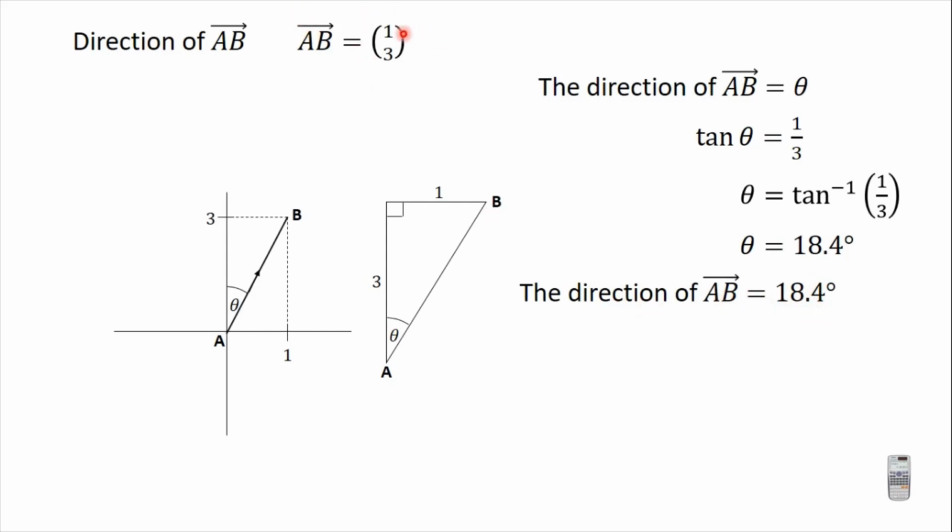So this column vector here, we have been able to find its magnitude as 3.2 units, and you have been able to find its direction as 18.4 degrees. So you see that this column vector, we have written it in the magnitude bearing form. So the magnitude is 3.2 units and the bearing is 18.4 degrees.